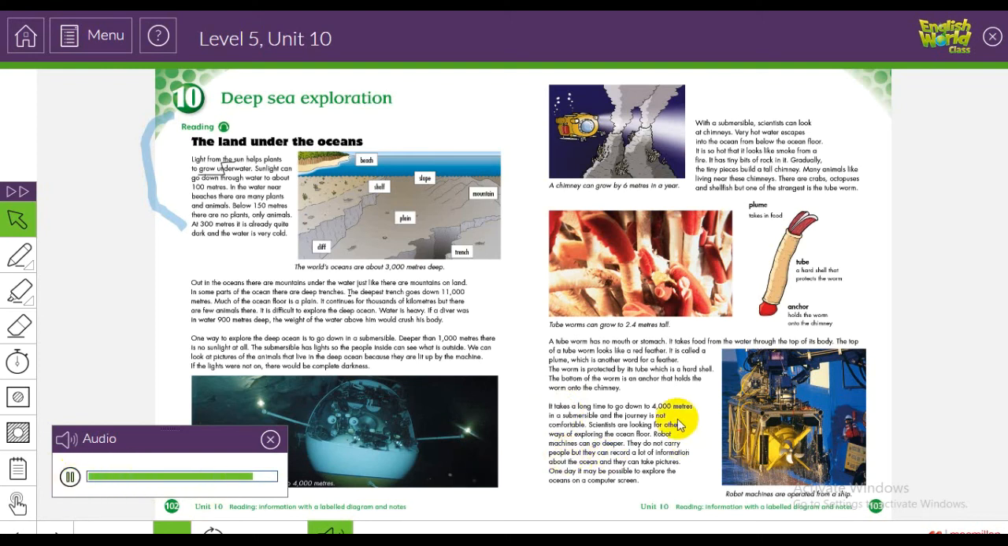To go down to 4,000 meters in a submersible, the journey is not comfortable. Scientists are looking for other ways of exploring the ocean floor. Robot machines can go deeper. They do not carry people, but they can record a lot of information about the ocean, and they can take pictures. One day, it may be possible to explore the oceans on a computer screen. Robot machines are operated from a ship.